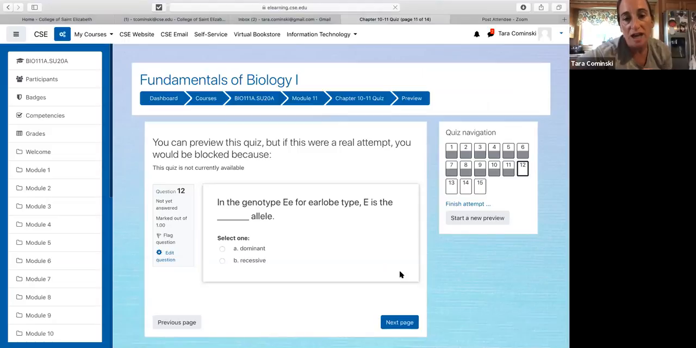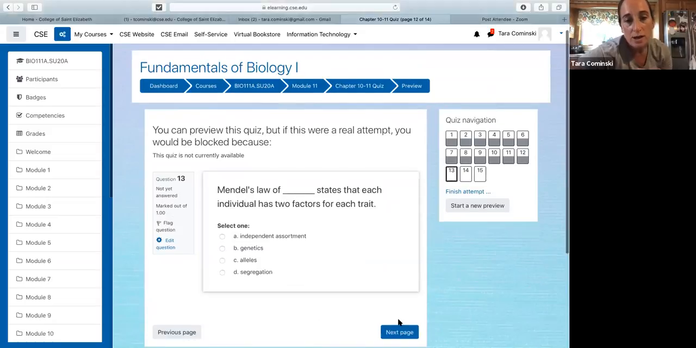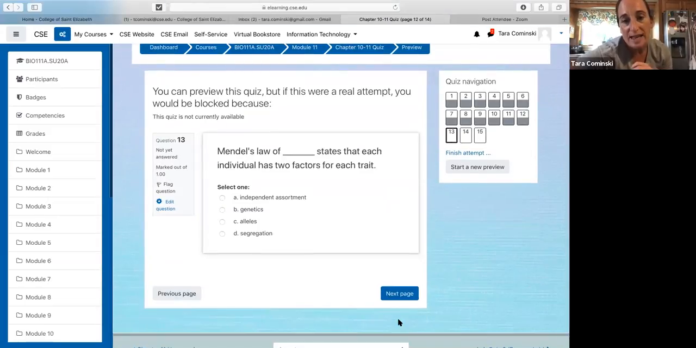All right, in the genotype big E, little e for earlobe type, E is the dominant allele. Again, that was one of the examples I gave you during the lecture. Mendel's law of blank states that each individual has 2 factors for each trait.